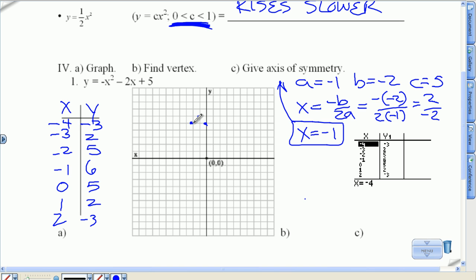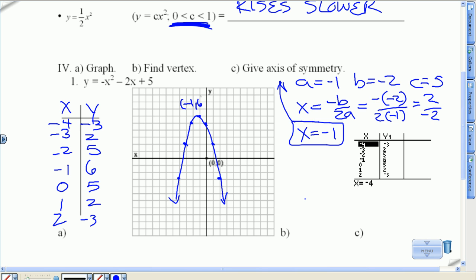We have (-3, 2). And we have (1, 2). And then finally (2, -3) and (-4, -3). We're graphing the entire thing. We know that because they did not give us integral values. So we're graphing the whole thing. We put arrows on there. We go back and label the points.